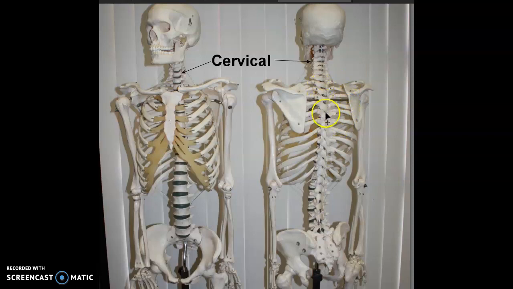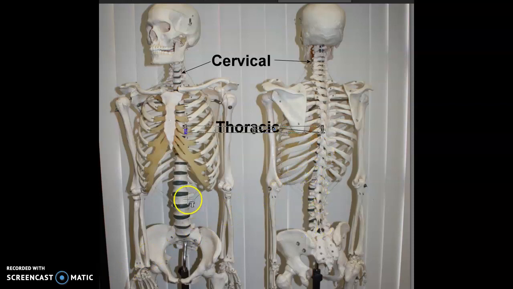Now, our next part is the thoracic region. There are 12 ribs, including these 2 floating ribs, and 12 thoracic vertebrae. These vertebrae are going to have special features that allow them to articulate with the ribs. They're actually going to articulate at the transverse process right there and on the body.